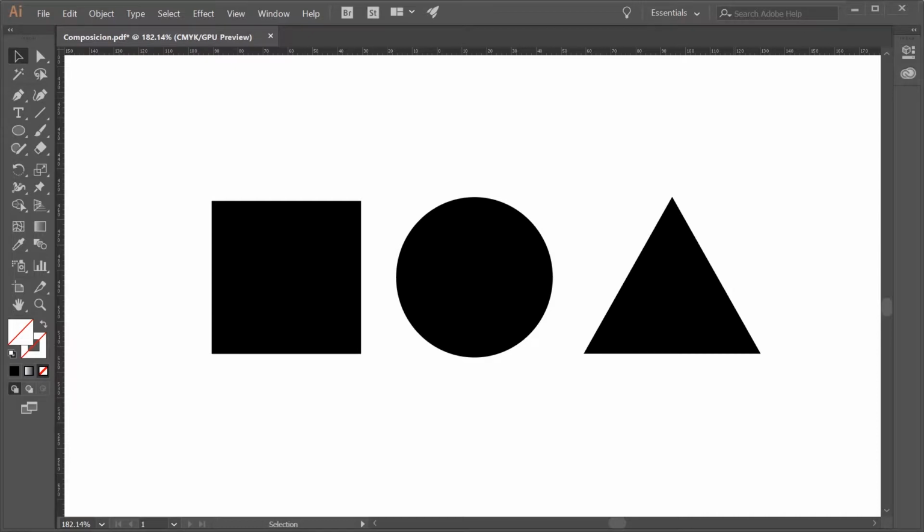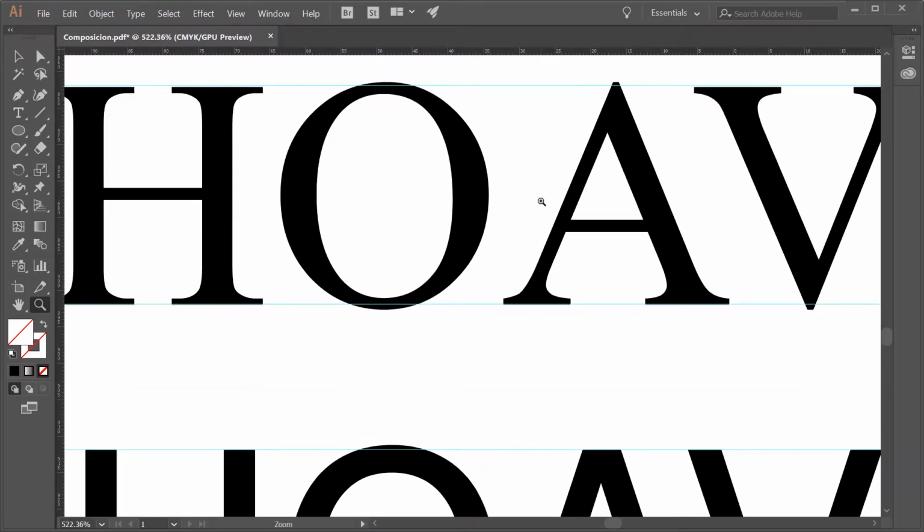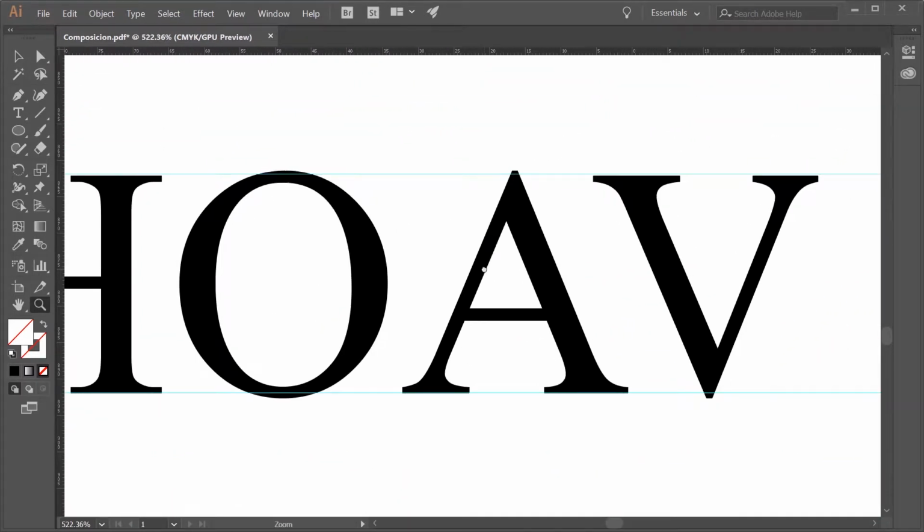After making some corrections, they seem equal in size. As you can see, both the triangle and the circle exceed the square's guides. This optical correction is common in typography and lettering. Have a look at the top of the O, A, and V. They all exceed the guidelines, right?